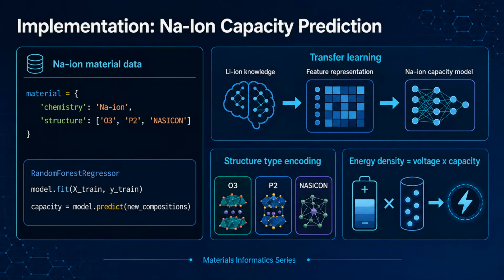The implementation encodes Na-ion materials with structure type O3, P2, or NaSiCon and average voltage. After training on known materials, the model predicts capacity for new compositions. Structure type proves highly predictive. P2 structures generally offer higher capacity than O3. Energy density calculations combine predicted capacity with operating voltage. The model enables rapid screening of candidate materials before expensive synthesis.